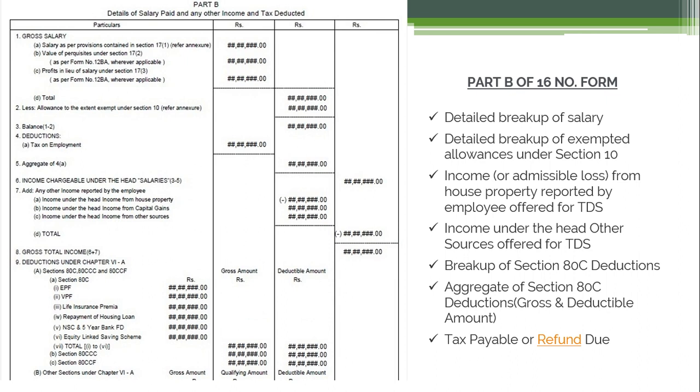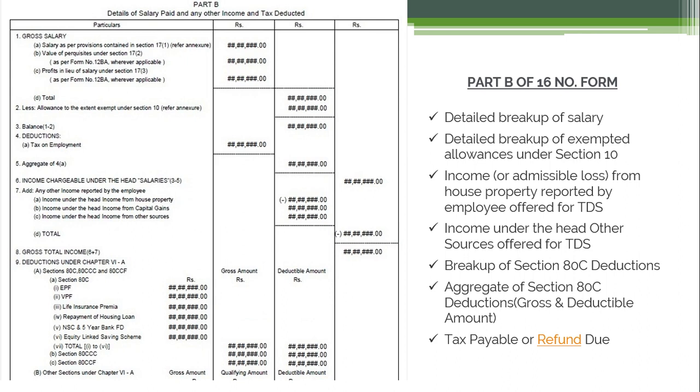So what other components are included in your salary? Detailed breakup of exempted allowances under section 10, and then you may have income or admissible loss from the house property reported by the employee offered for TDS. And then you may have income under the head other sources offered for TDS.